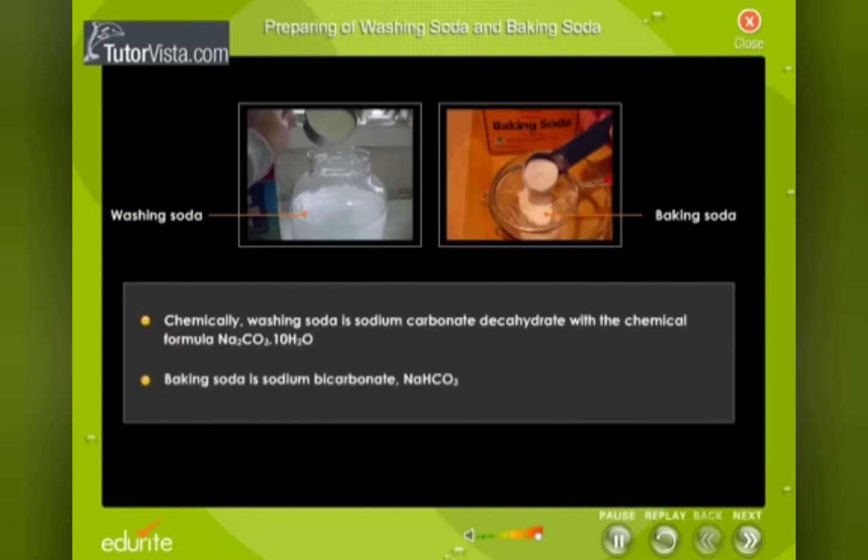Preparation of washing soda and baking soda. Washing soda and baking soda are 2 commonly used compounds of sodium. Chemically, washing soda is sodium carbonate decahydrate with the chemical formula Na2CO3·10H2O. Baking soda is sodium bicarbonate, NaHCO3. In the laboratory, they can be prepared taking caustic soda, NaOH, as the raw material.